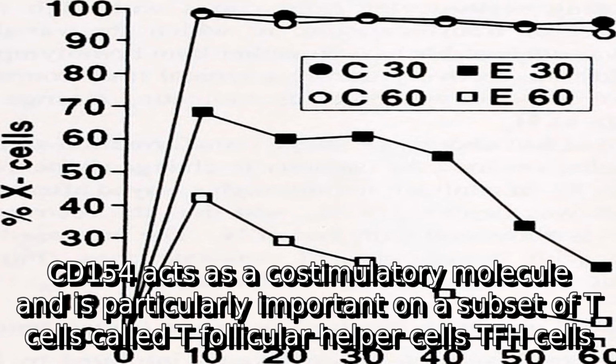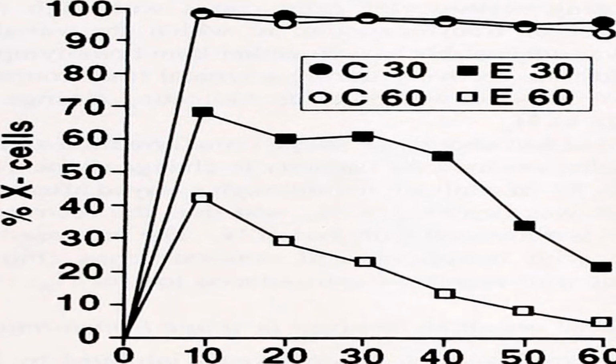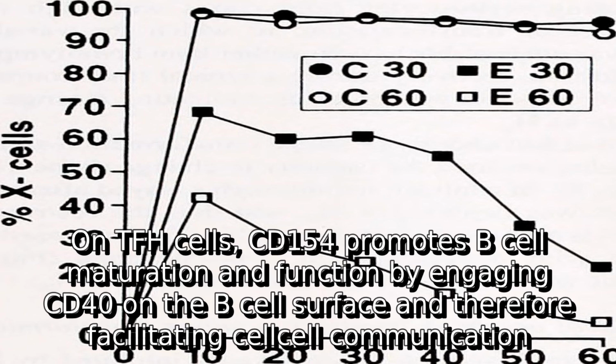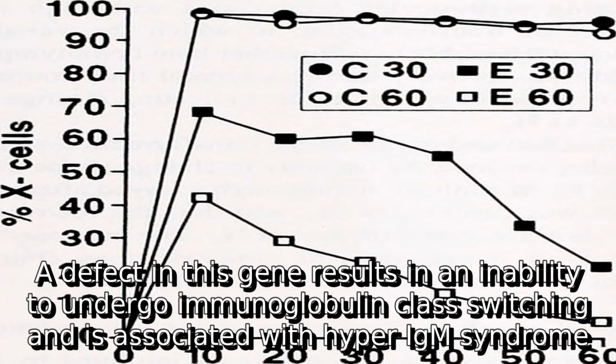CD154 acts as a co-stimulatory molecule and is particularly important on a subset of T cells called T follicular helper cells, TFH cells. On TFH cells, CD154 promotes B-cell maturation and function by engaging CD40 on the B-cell surface and therefore facilitating cell-cell communication. A defect in this gene results in an inability to undergo immunoglobulin class switching and is associated with hyper-IgM syndrome.